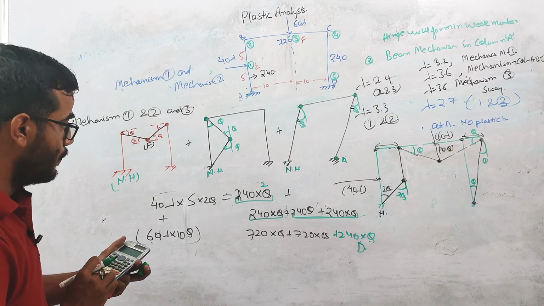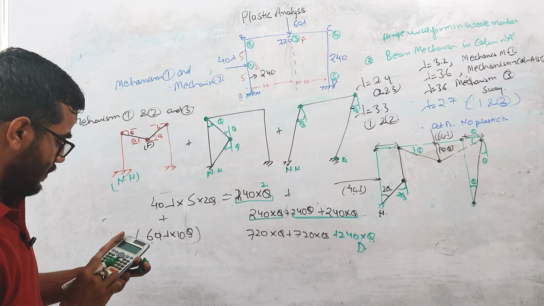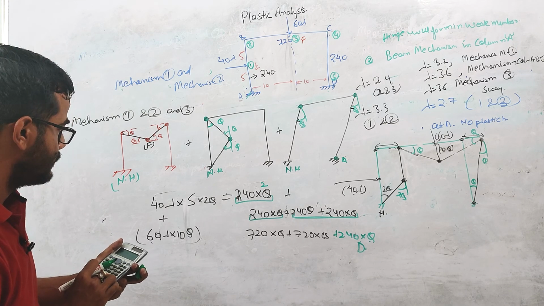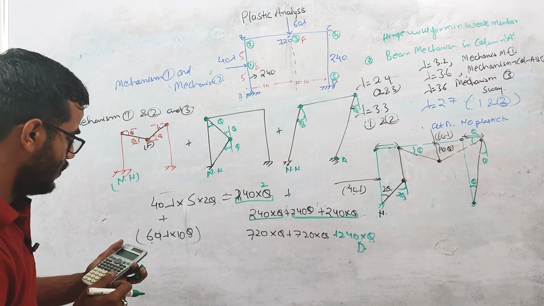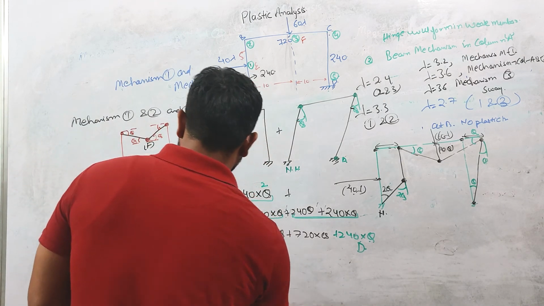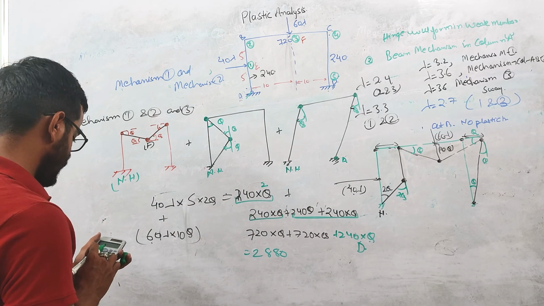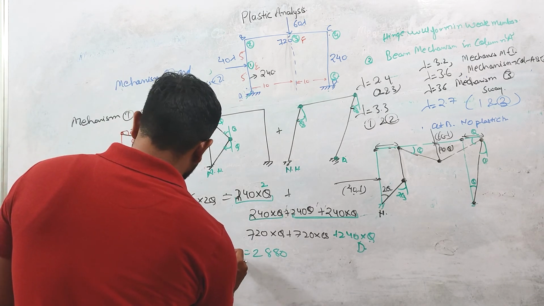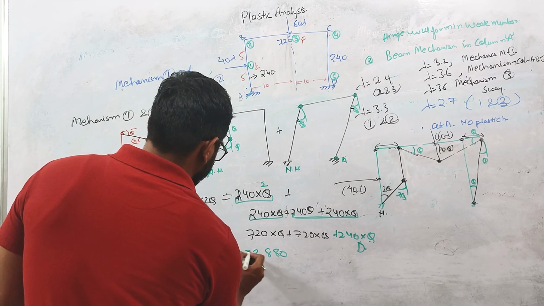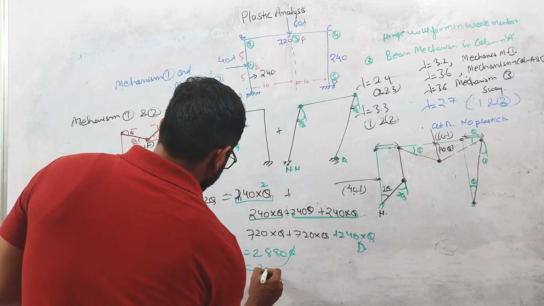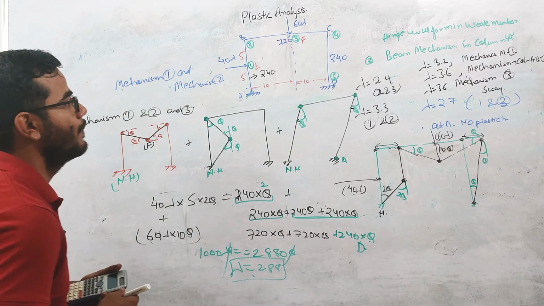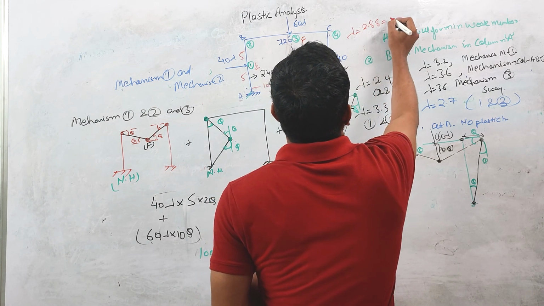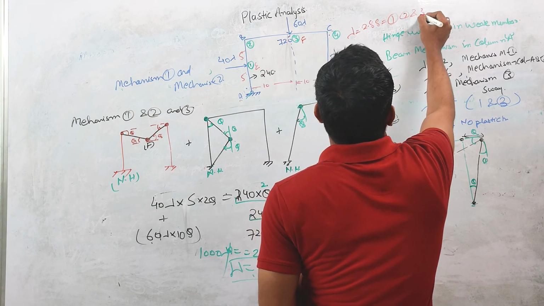So 240 into 2 plus 240 plus 240 into 2 plus 240 into 4 plus 720 into 2. So this is 2880, and this expression is 40 into 5 into 2 plus 60 into 10. So this is 1000 lambda theta. Theta will cancel out, so lambda will be 2.88. Okay, so lambda will be coming out to be 2.88 when you combined all three mechanisms. Okay, 1, 2 and 3.